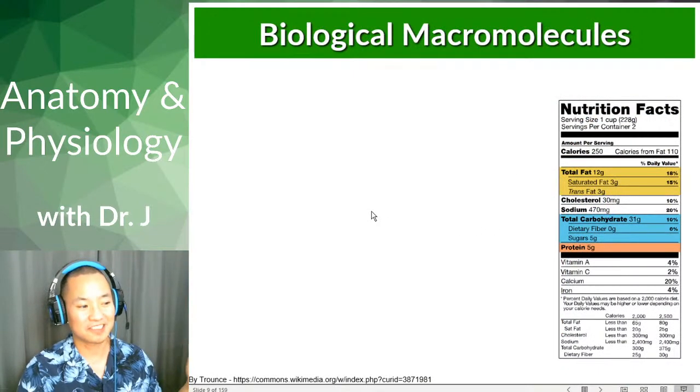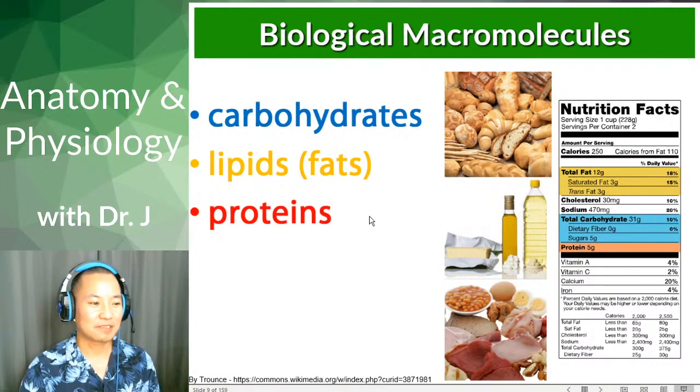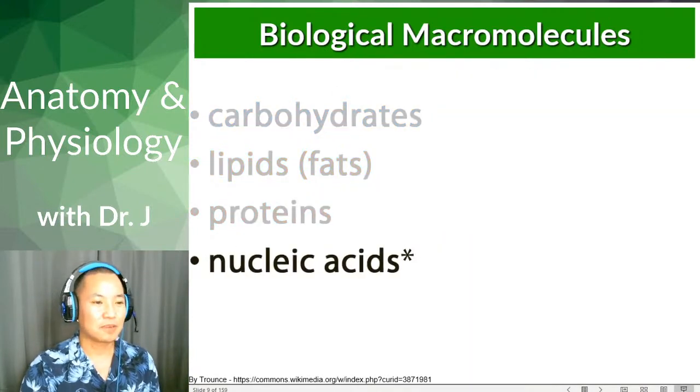That's why I'm going quick through proteins. All right, so carbohydrates, lipids/fats, and proteins, those are your 3. When they talk about macronutrients, that's what they're talking about. These are the ones on the nutrition label. The 4th type of biological macromolecule is nucleic acids. So what are nucleic acids?